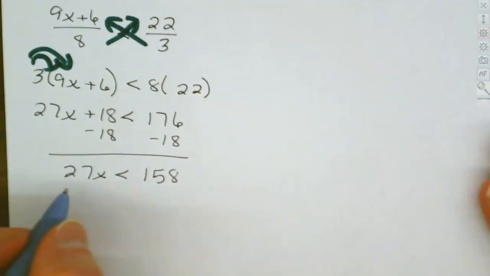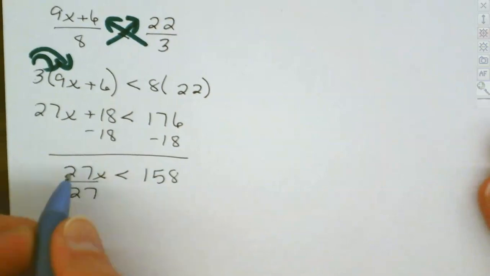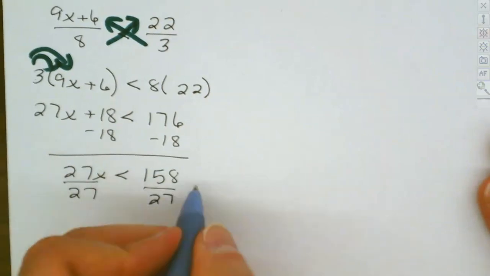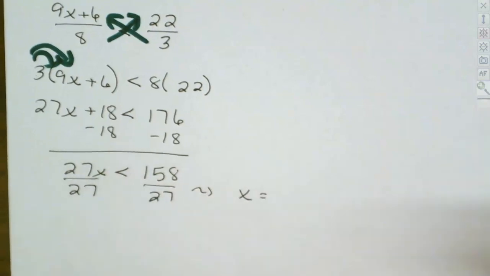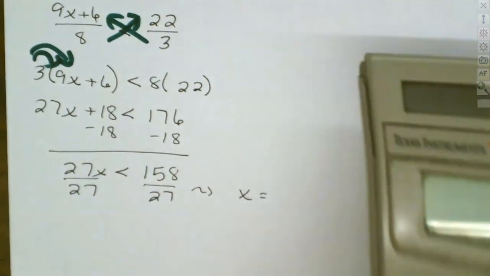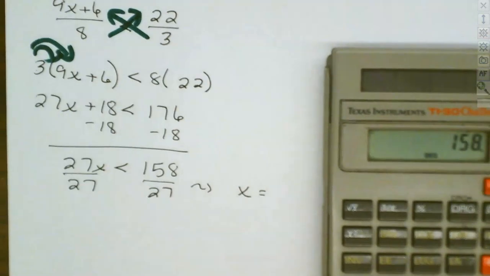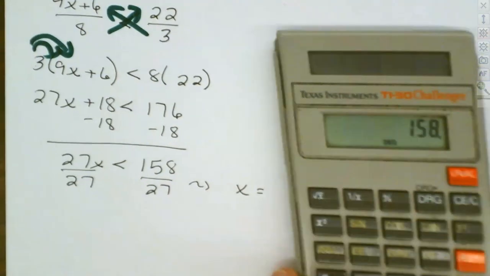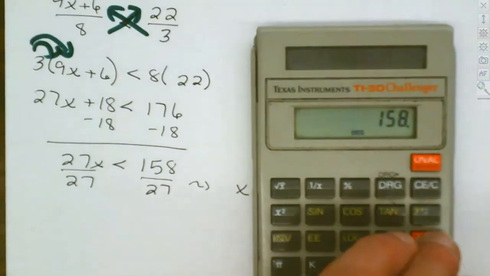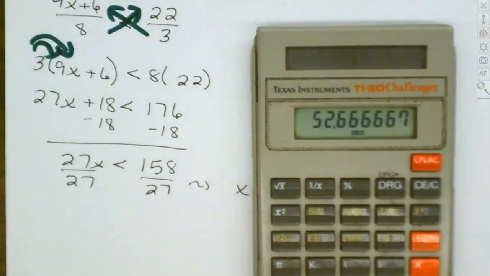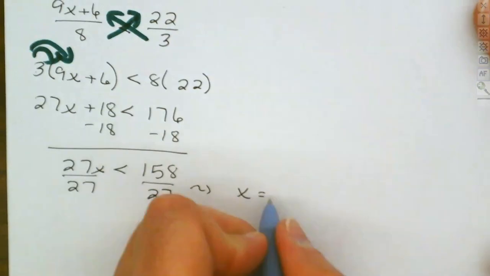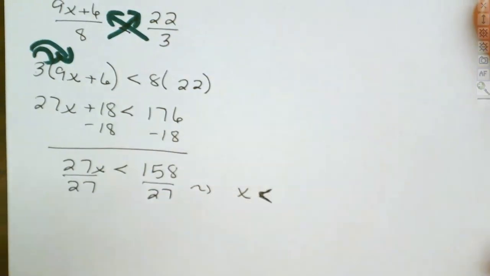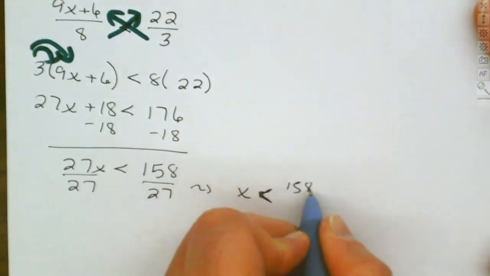And we'll divide that by our 27. And always check to see if it reduces. Now, I don't think that it will, because 27 has 3's in it. So let's see if 158 has 3's in it. We divide 158 by 3. It doesn't evenly go in there, so it's not going to reduce down any. Inequality symbol stays the same, and that's 158 over 27.